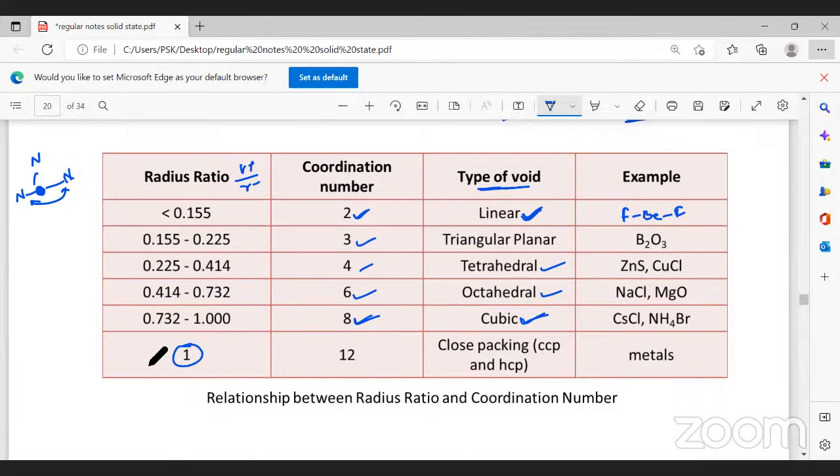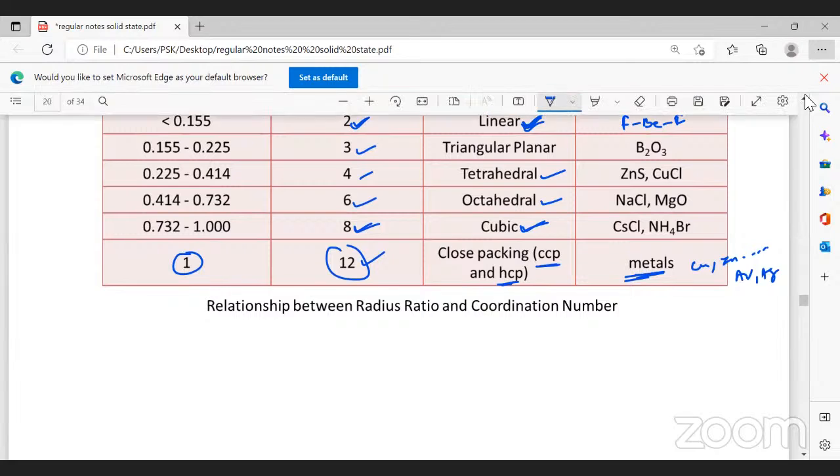If the radius ratio is exactly 1, then the coordination number is 12. Closed packing, whether it's cubic closed packing or hexagonal closed packing, most metals have hexagonal closed packing, and the coordination number of pure metals will be 12. Examples are copper, zinc, gold, silver, all pure metals have coordination number 12. Once you know the radius ratio, you can find the coordination number. Once you know the coordination number, you can find the geometry. That is the relationship between radius ratio and coordination number.